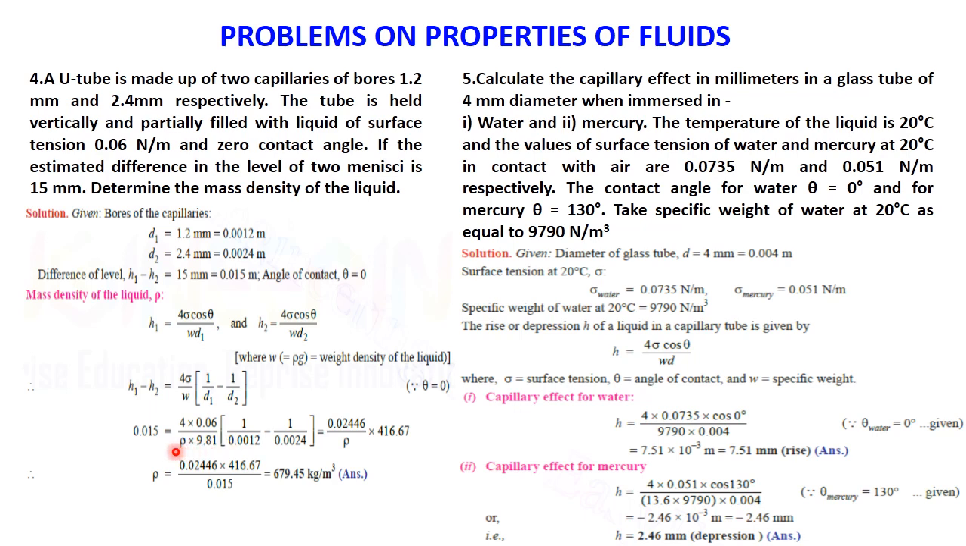So W is expressed as rho g. So rho and g values are taken separately because we have to find the mass density of the liquid, which is rho. So 0.015 is equal to 4 into 0.06 divided by rho into 9.81, into bracket 1 divided by 0.0012 minus 1 divided by 0.0024. So when we evaluate this, we get rho is equal to 679.45 kg per meter cube. So this is the mass density of the liquid, which is used for the rise in the capillary systems.